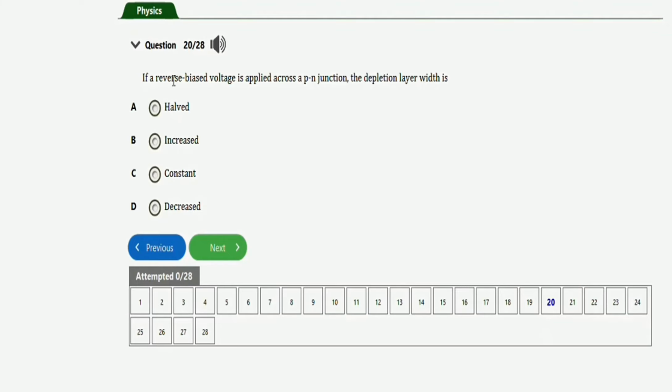It says if a reverse bias voltage is applied across a PN junction, the depletion layer width is half, increase, constant, decrease. So since it's talking about reverse bias, basically the depletion layer width will increase. Okay, option B is the right option. The next question will be this one.